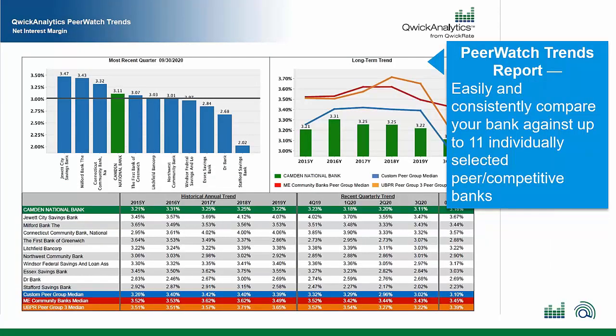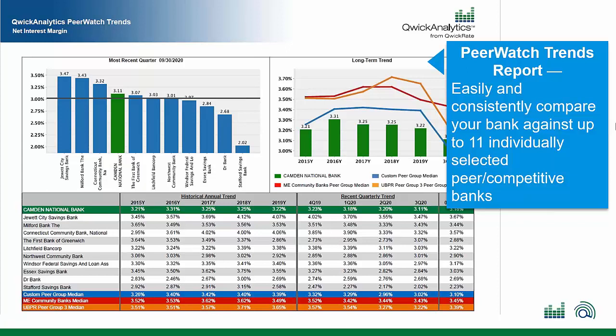One of our reports that we like, and a lot of our users certainly enjoy as well, is one of our peer reports we call Peer Watch Trends. This is an example of one of the report pages from that. We give you the ability to compare yourself to multiple peer groups. It can be your UBPR peer group. It can be your state peer group. It can be a custom peer group like this, where you have the ability to select up to 11 banks to compare yourself with on a side-by-side basis. We limit this particular report to 11 banks solely because that's the most we can fit on one page.